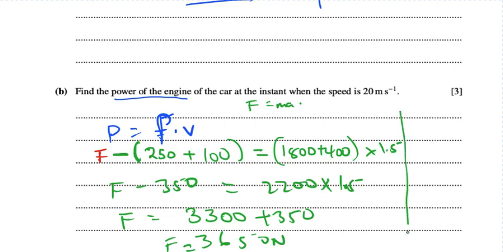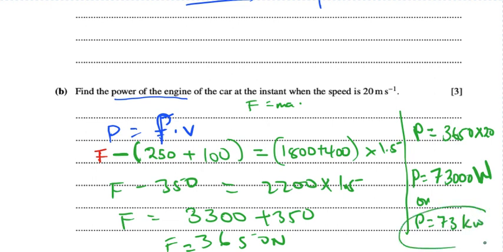I hope you're still following. Now we come to getting the power. So power will be 3650 newtons times the velocity, which is 20, and that gives us the power, which is 73,000 watts. Okay, or someone can say P is 73 kilowatts. Okay, yes, so this is the answer to this part.